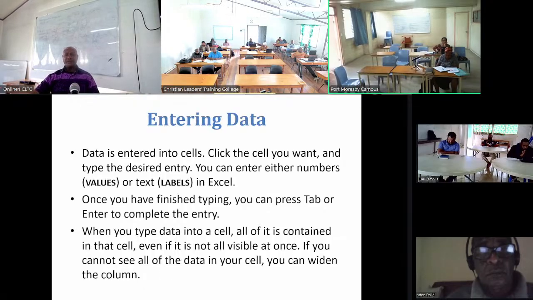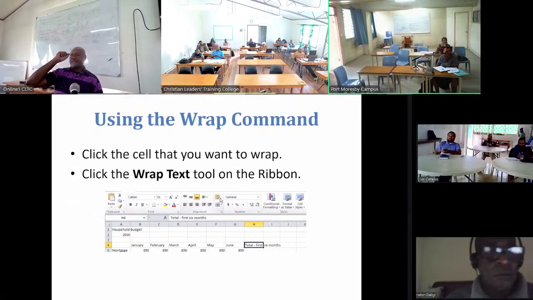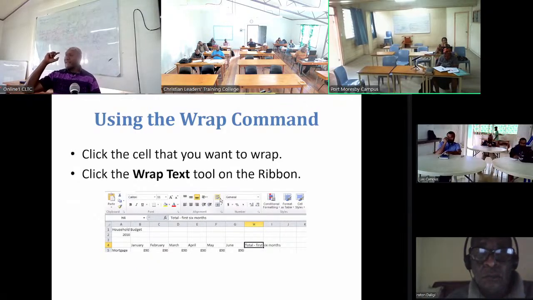Okay, it says you can widen the column, or you can also widen the cell. All right? It's default at a little square, but you can make that cell very big by widening the column and the row. Okay, we'll come to looking at wrapping the text, because each cell is confined to that little space, all right?